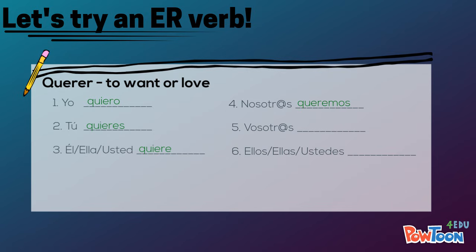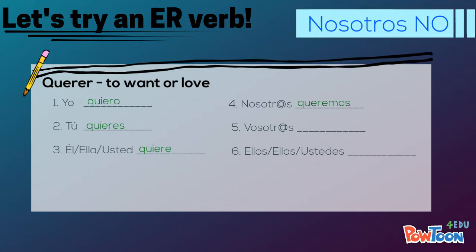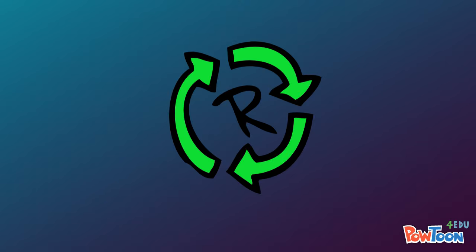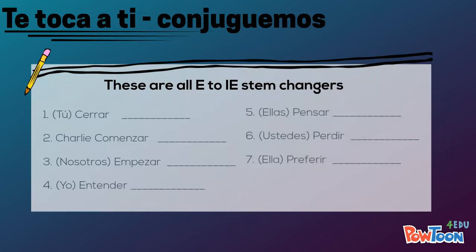Nosotros queremos, we want or love. Again, notice no stem changing. Vosotros queréis, y'all want or love. And ellos, ellas, ustedes quieren, they or you all want or love. Okay, if you need more review before it is time to try it on your own, feel free to rewind. Otherwise, te toca a ti, it is your turn.